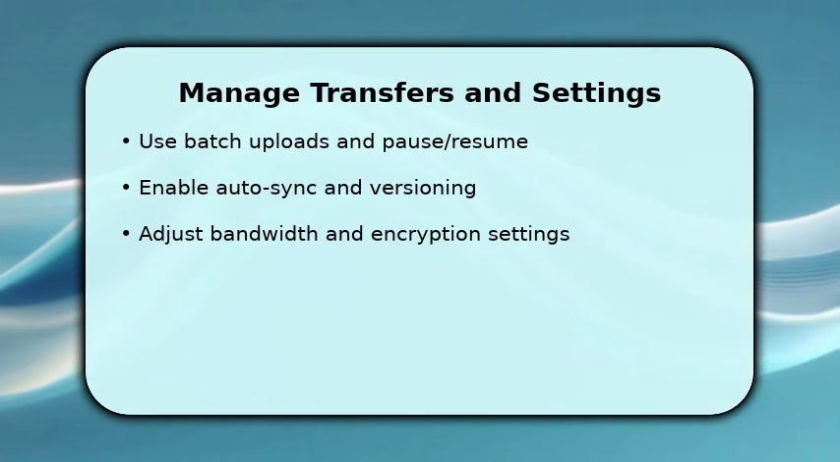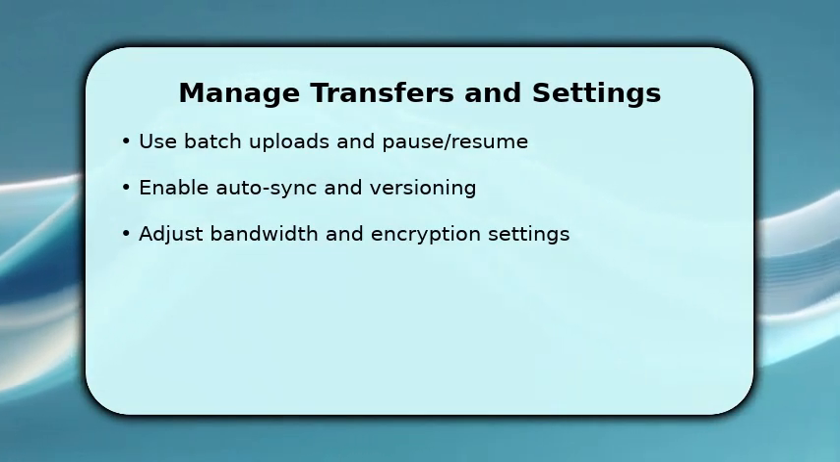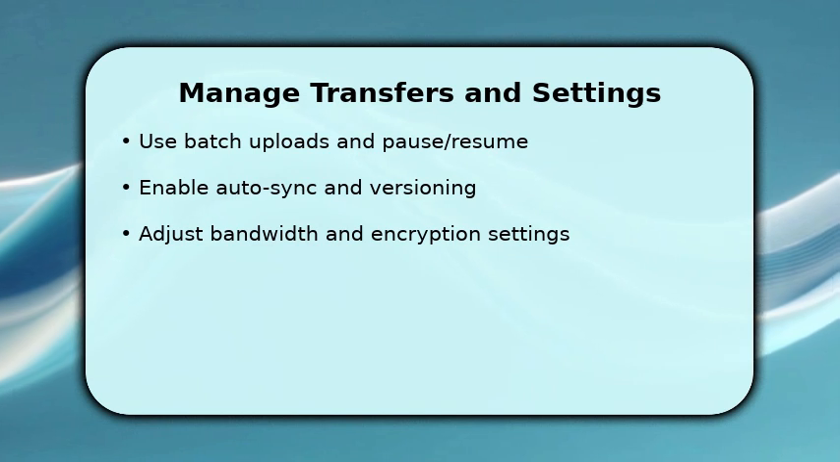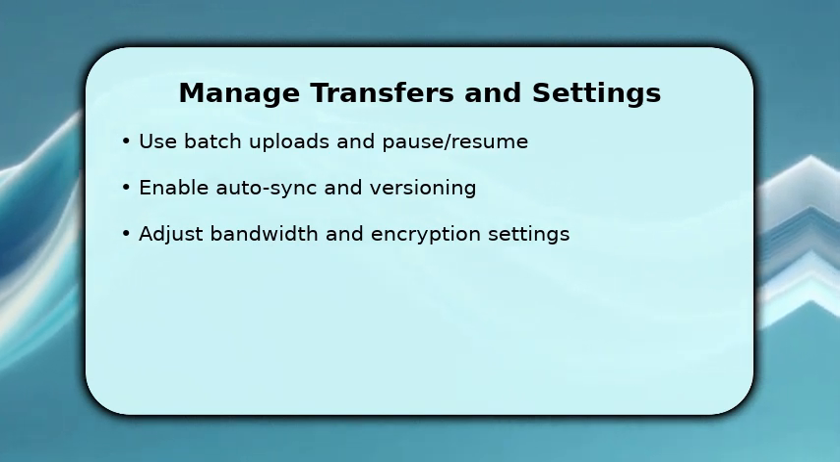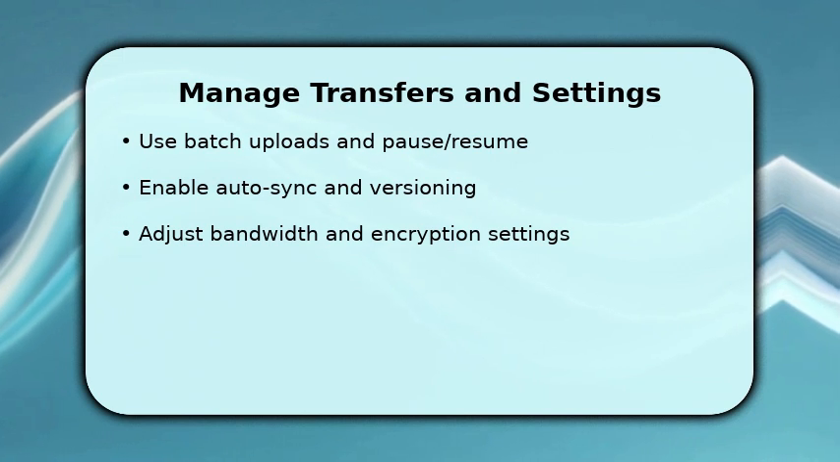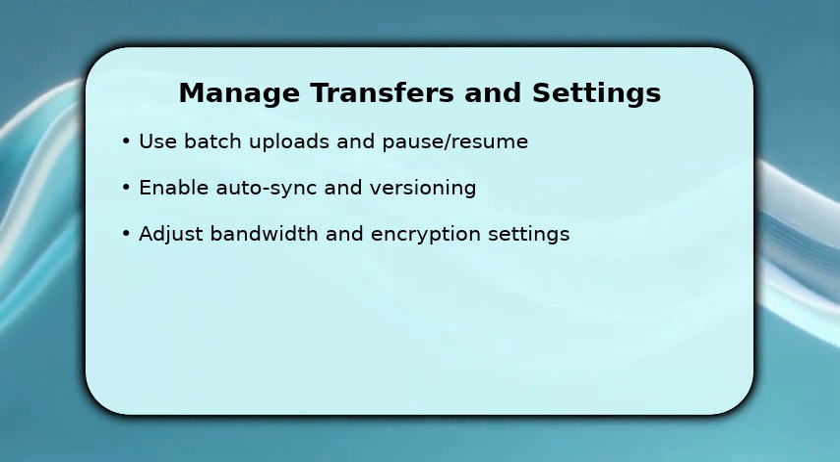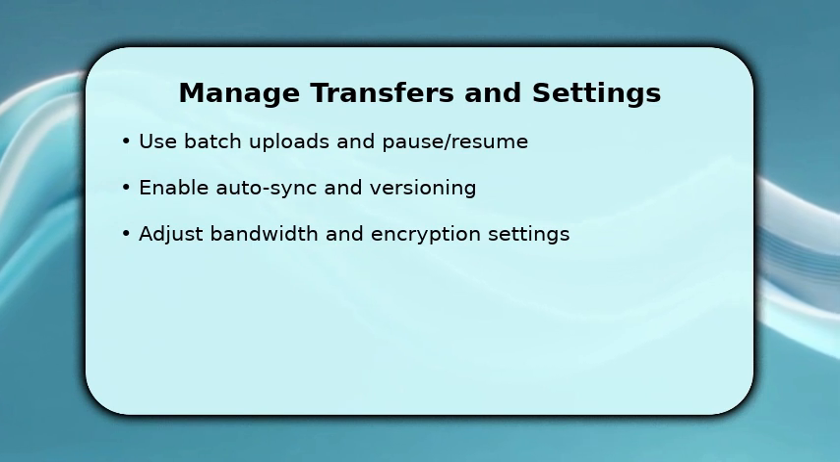Now you manage active transfers. Queue files in batches and use pause/resume to prioritize urgent items. You do this because large transfers can stall without controlled concurrency. Adjusting simultaneous uploads stabilizes throughput.